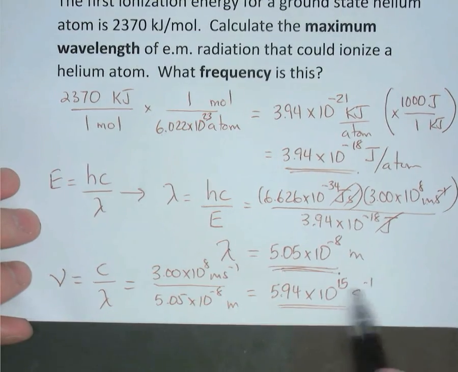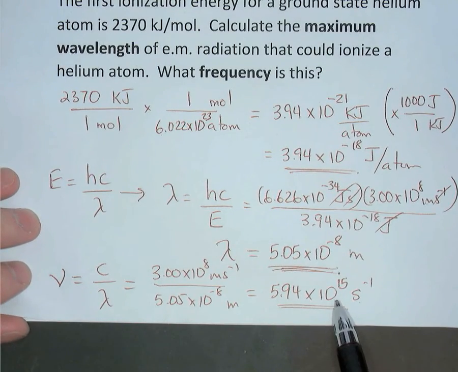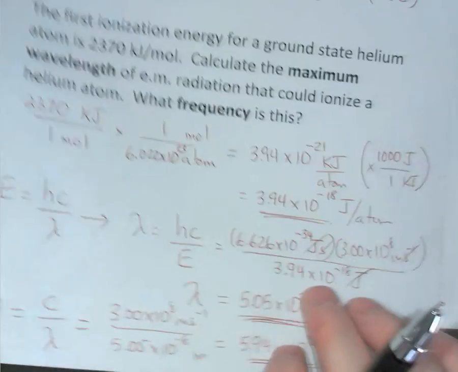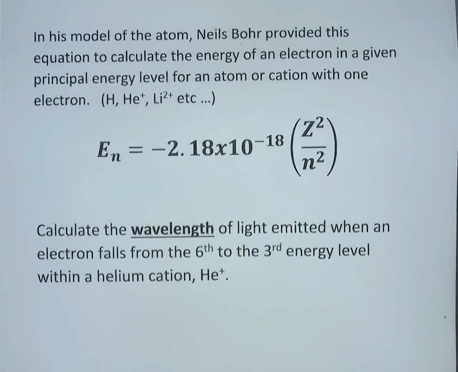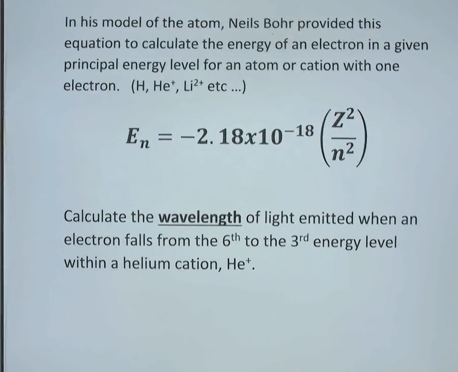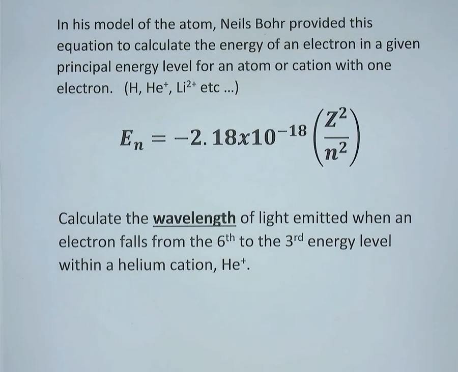Frequencies are usually going to be big numbers like that. All right, so there's two other questions involving light and basic calculations with light. Let's switch over now to look at the Bohr model of the atom. This is the other major calculation in this first unit of grade 12 chemistry.